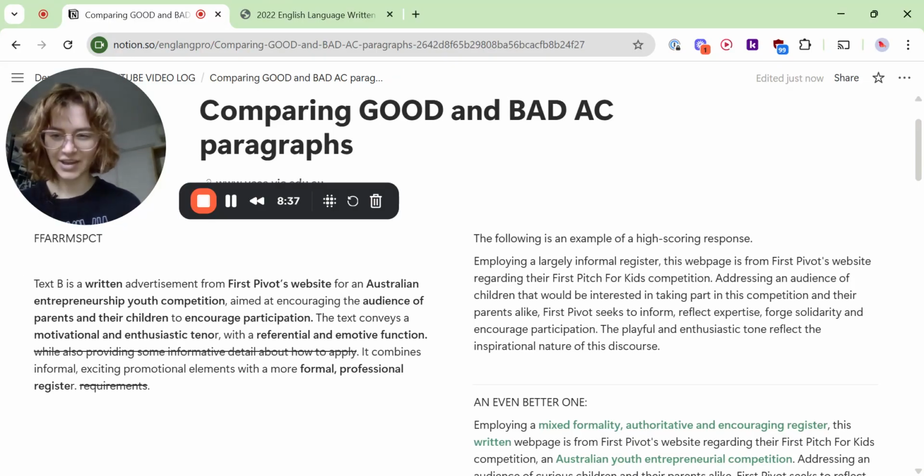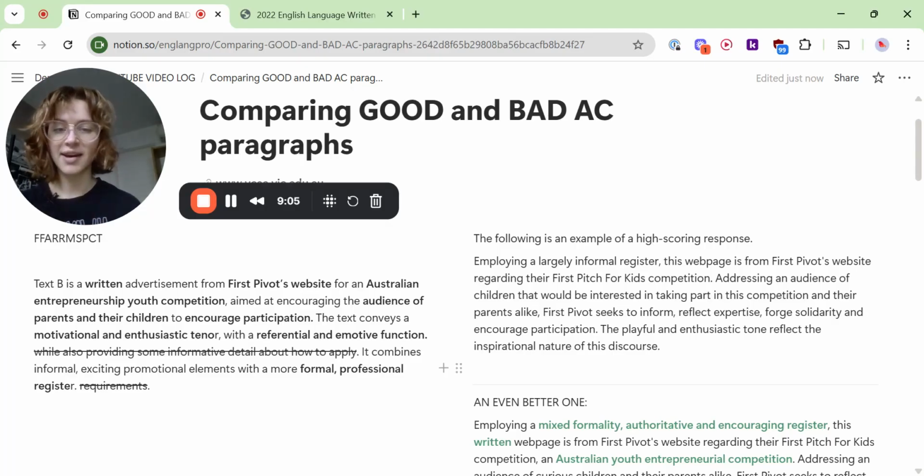Mode, setting, we talked about entrepreneurship competition, purpose, yes, context, yes, tenor, yes. So now we've kind of improved this quite a lot. So you see how this is a very bare bones introduction, but with a few edits, we can improve it a lot. On the right side, this is an example of a high scoring response, but I can tell you that there are definitely improvements that can be made to this one as well.